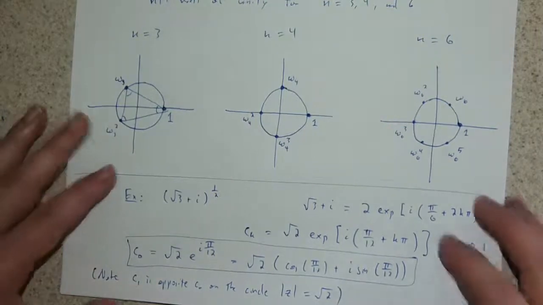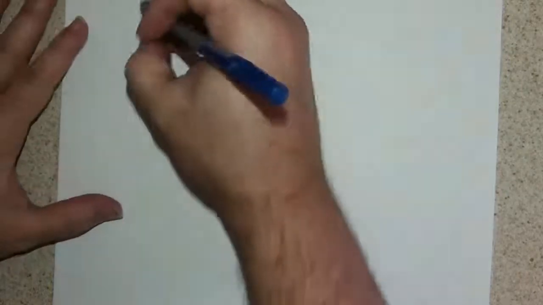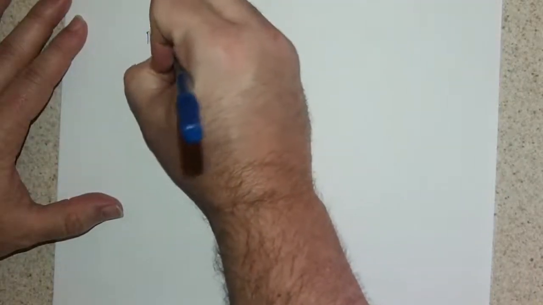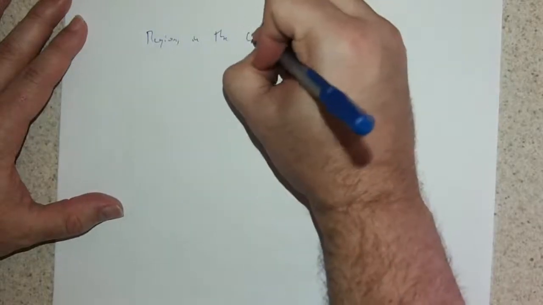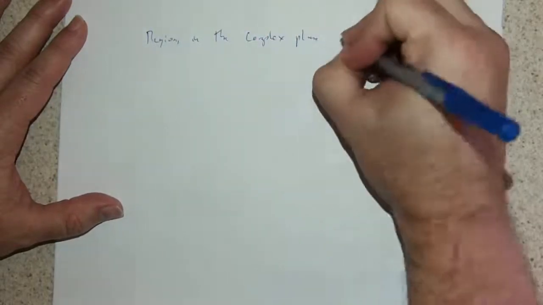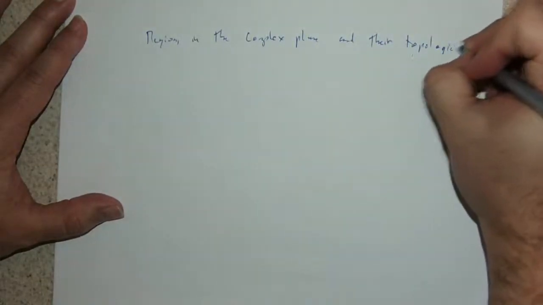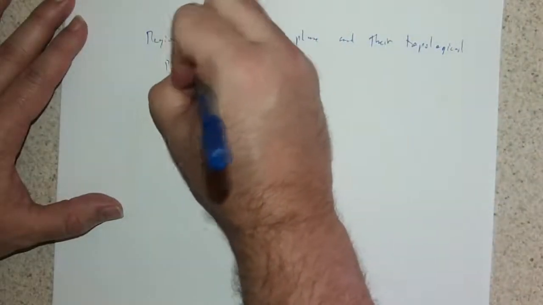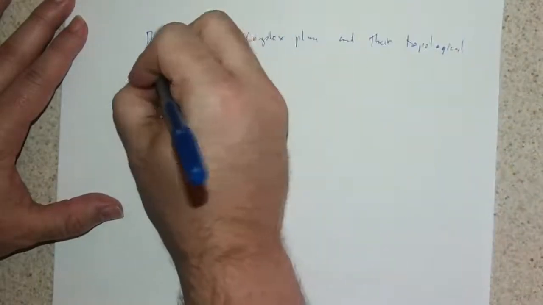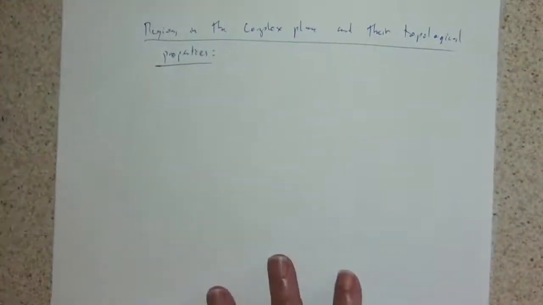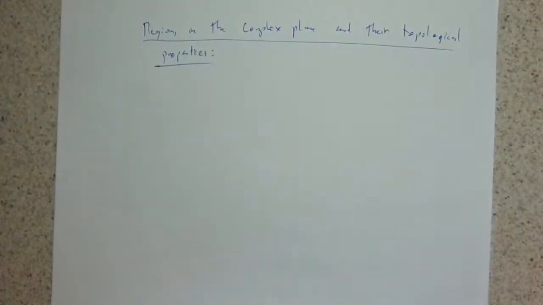Okay, so one more discussion that has to take place before we can actually start doing analysis of functions is one that concerns the topology of regions in the complex plane. So regions in the complex plane and their topological properties.